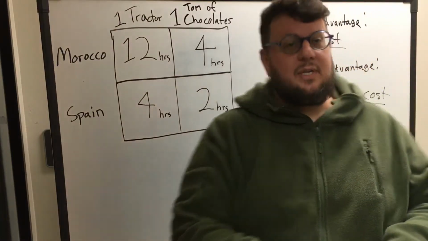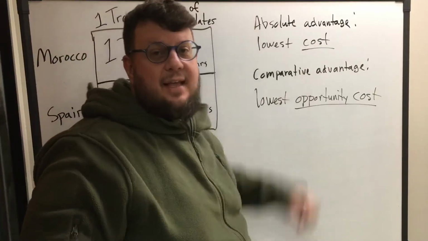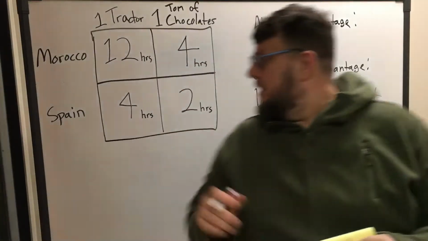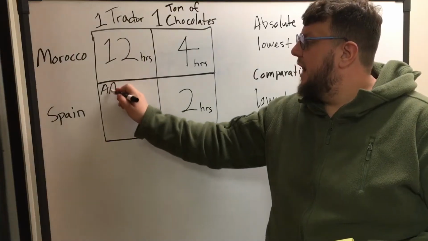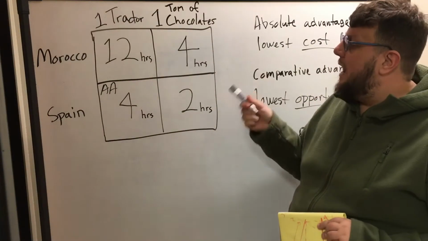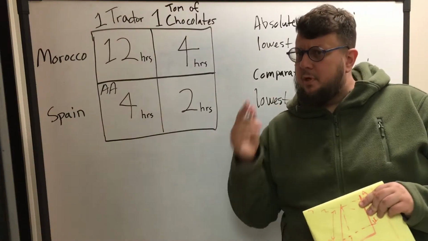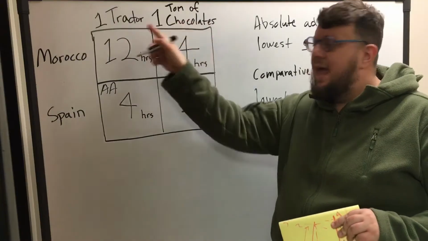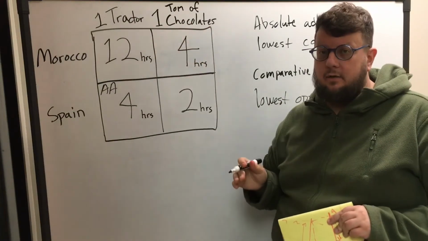And if you also said that Spain, as a result, has the lowest cost, meaning they have the absolute advantage in the tractor, you are correct. So I'm going to go ahead and put A here for absolute advantage. Now let's also look at a ton of chocolates. Who actually has the lowest cost? And again, I didn't explain this earlier, but you are assuming the quality and everything is exactly the same with these two particular goods, right?